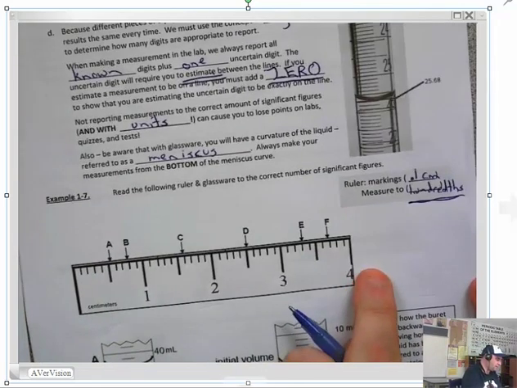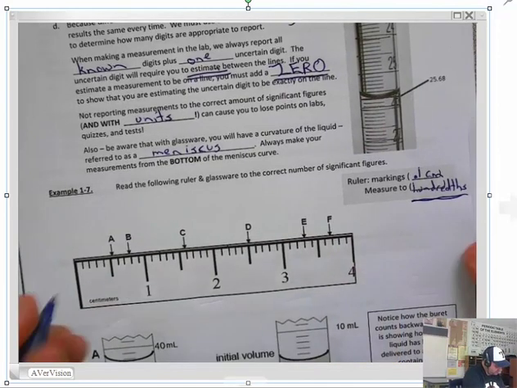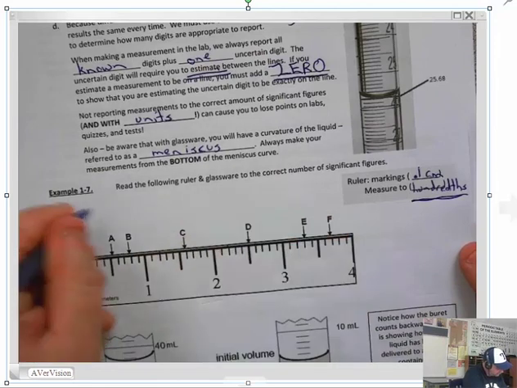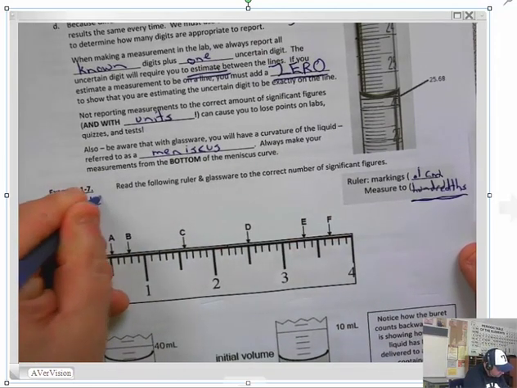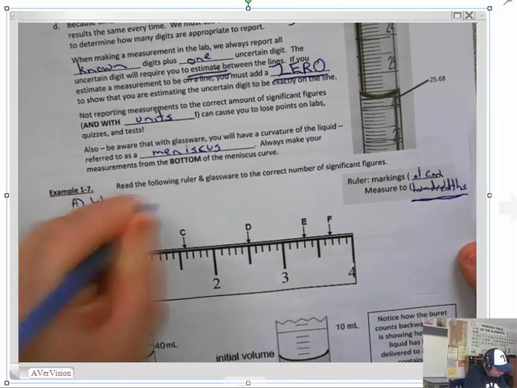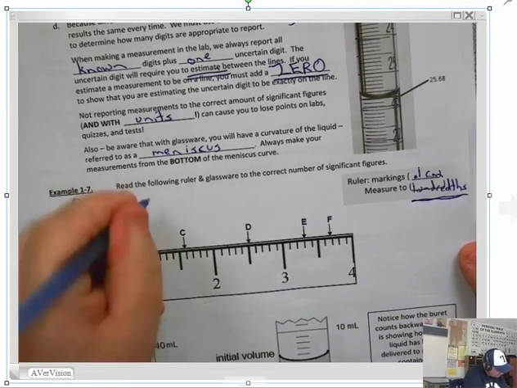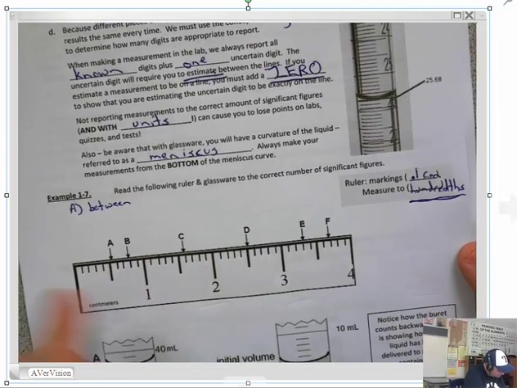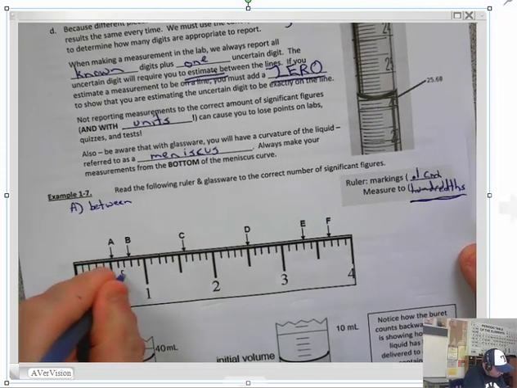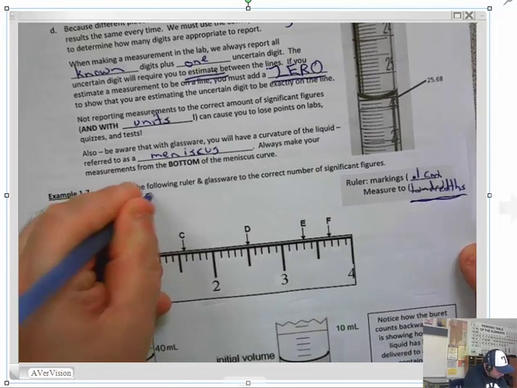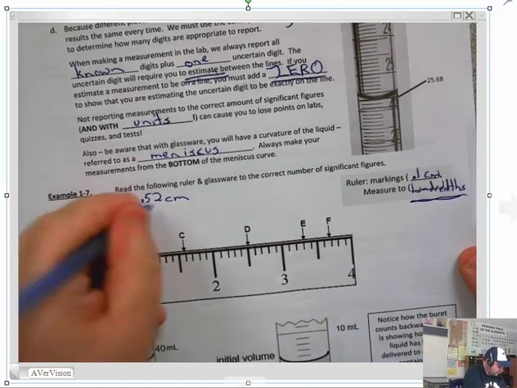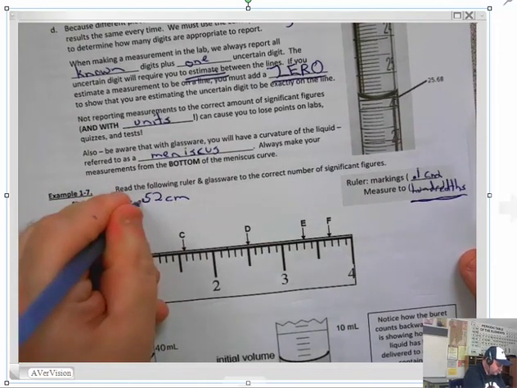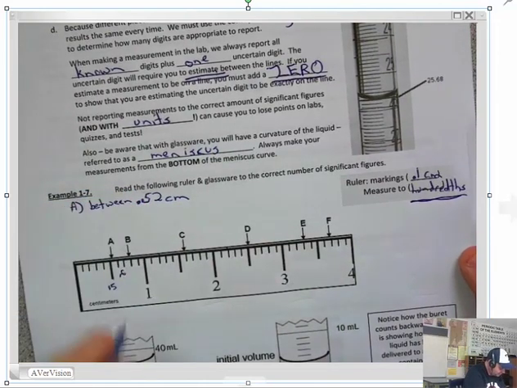Every measurement I'm going to write down is going to be to the hundredths place. So if I'm looking at point A, it is between the lines. Okay, so it's between 0.5 and 0.6. It's closer to 0.5, so I'm going to put down 0.52 centimeters. Now if you put down 0.51, I would actually mark that correct, and I'll explain why in a second.